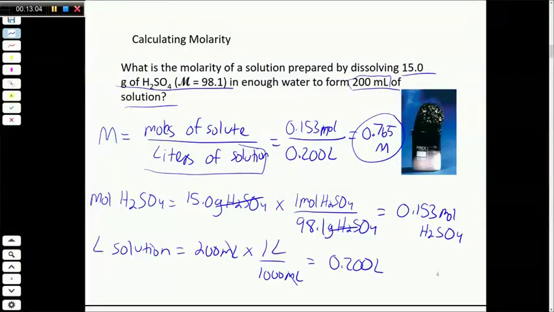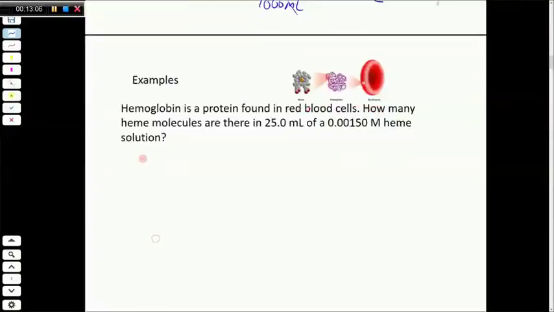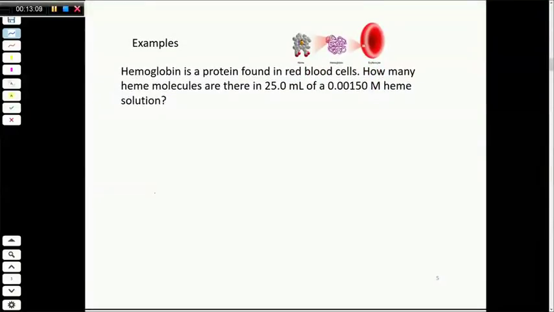Let's do a slightly more complicated one, where now we're going to use molarity as a conversion factor. So let's say we have a solution of hemoglobin, which is the protein found in red blood cells. And we want to know how many of these hemoglobin or heme molecules, heme is a short way of saying that. I guess heme is the little cofactor that goes into hemoglobin technically. Anyway, how many heme molecules are there in 25 milliliters of a 0.00150 molar heme solution? So we're using, in this case, molarity as a conversion factor. So we want to know how many molecules there are. Just as with any problem, let's write down what we're looking for, and then figure out how we convert into that.